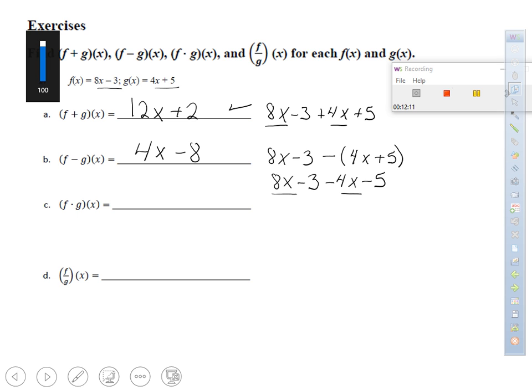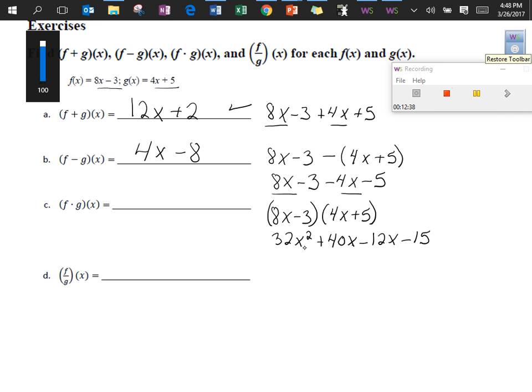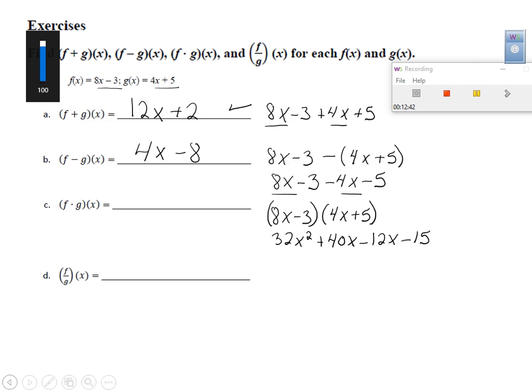F times g of x, just what you think. I'm going to go 8x minus 3 times 4x plus 5. And we're just going to FOIL this out. So I'm going to get 32x squared plus 40x minus 12x minus 15. Looks like I'm going to have 32x squared plus 28x minus 15.